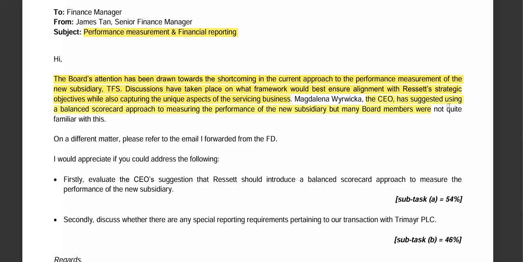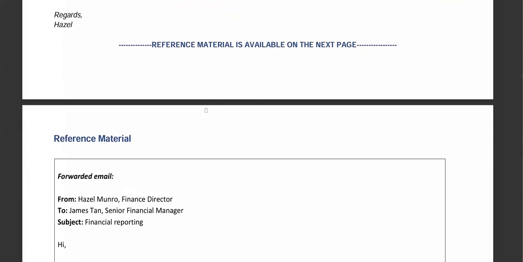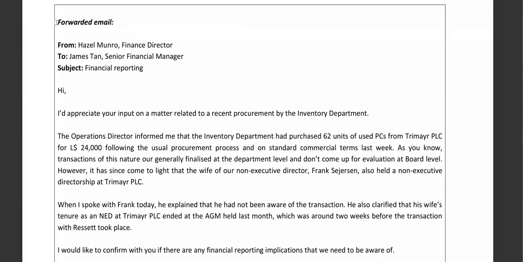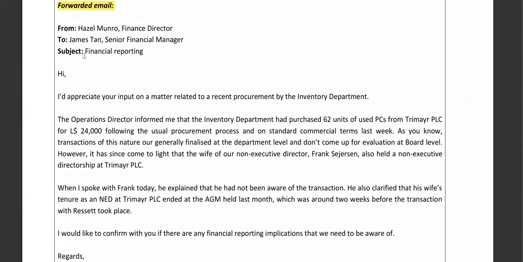The CEO has suggested using a balanced scorecard approach to measuring the performance of the new subsidiary, but many board members were not quite familiar with this. On a different matter, please refer to the email I forwarded from the FD, the finance director, and those who have already attempted this mock as per the study plan would remember that this forwarded email relates to the financial reporting related task.